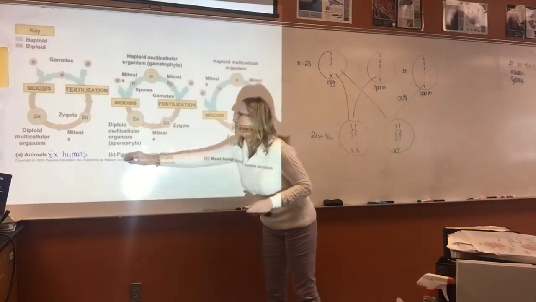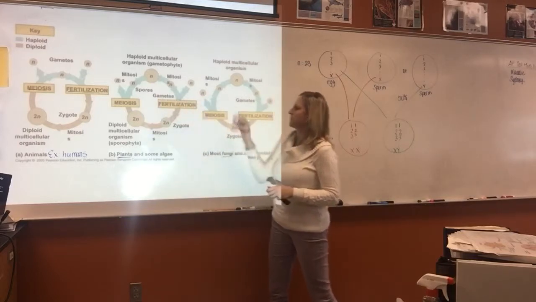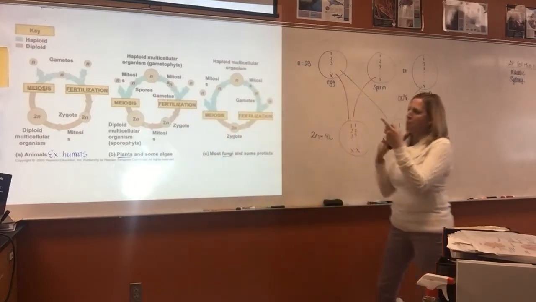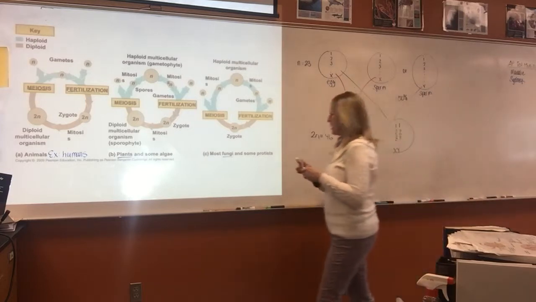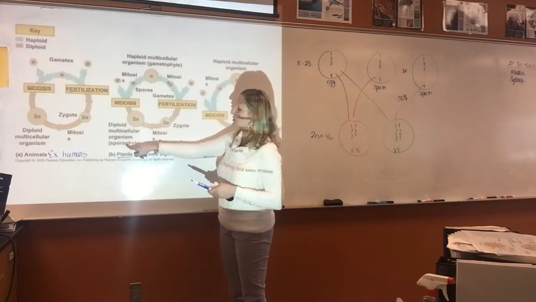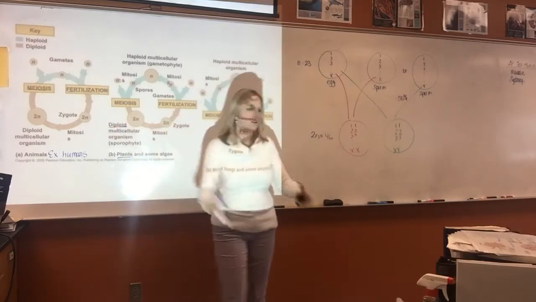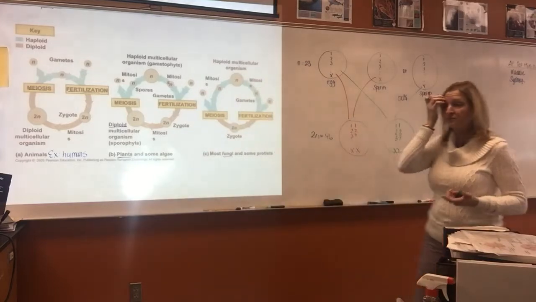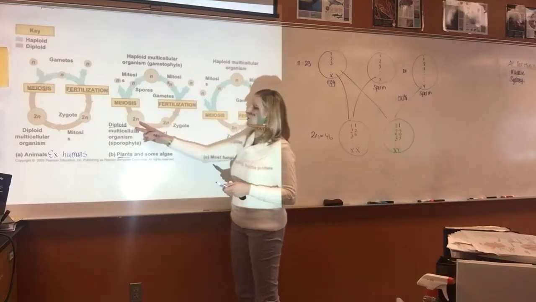Notice here, this is for plants and fungi. They also have meiosis and fertilization in here. But as we wrote, the timing is different. So let's look at plants. Here's your diploid multicellular organism called a sporophyte. What does this mean? When you look at the organism, all the cells are diploid, and so they have two of every kind of chromosome.